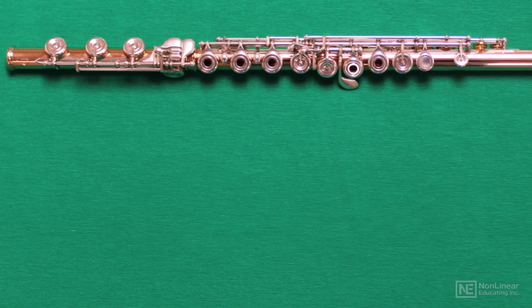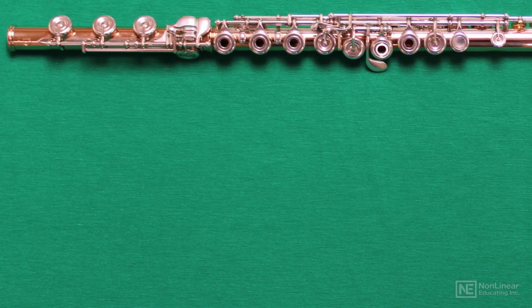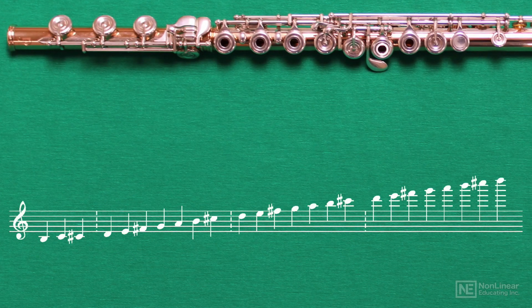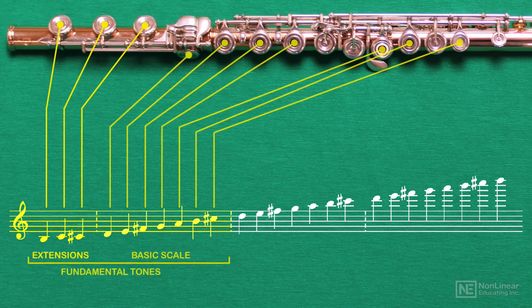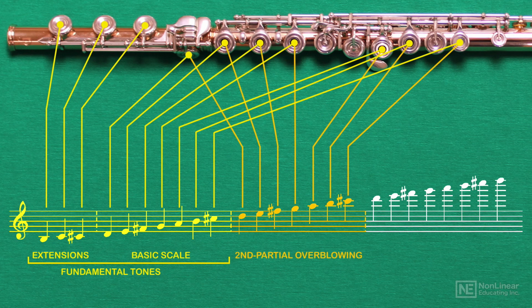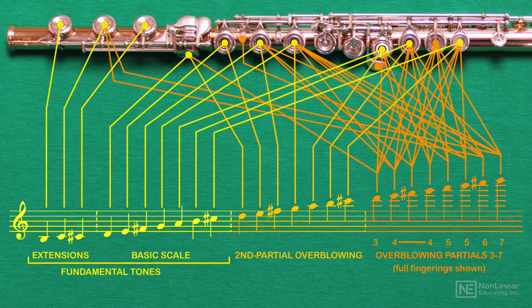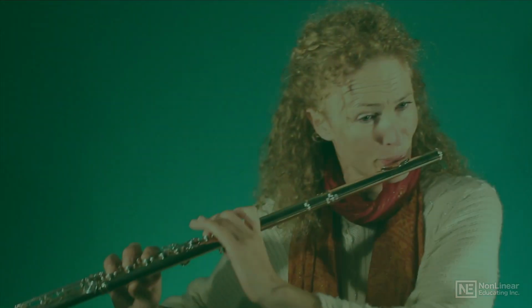So let's begin our in-depth training with the flute. To review, the flute has a range of a little over 3 octaves, from B below middle C all the way up to the highest D on the piano. This represents 3 half-steps out on the extension or foot of the flute, an octave of fundamental tone spanning a D major scale, a further octave played with second partial overblowing, and a third octave overblowing higher partials from the 3rd to the 7th. That's the full range that you can expect from a professional concert flutist.